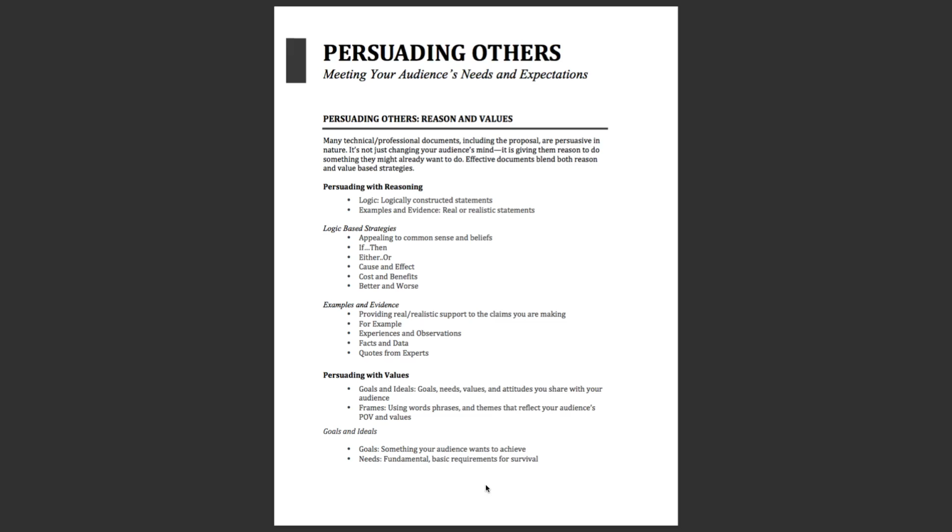So the first handout I want to walk you through is the Persuading Others or Meeting Your Audience Needs and Expectations handout. This is just meant to help you better understand how to properly persuade your readers of your proposal and any other future technical documents.